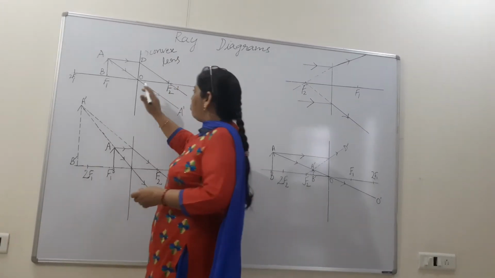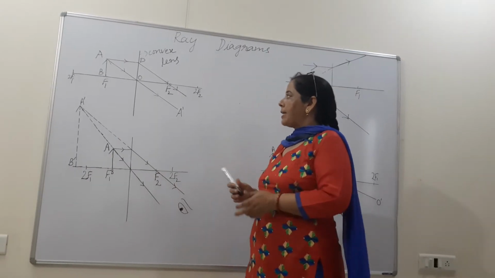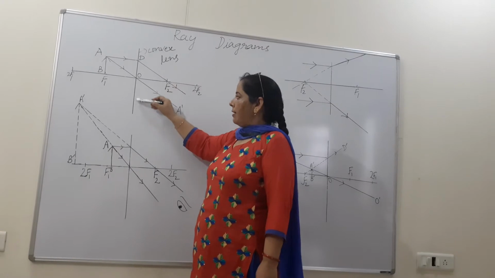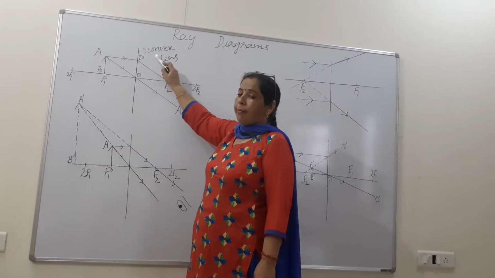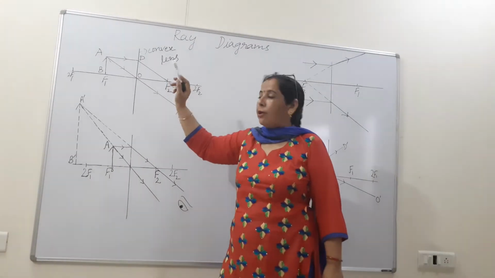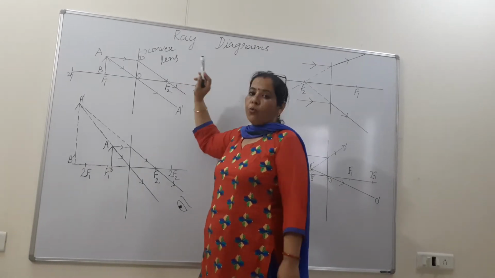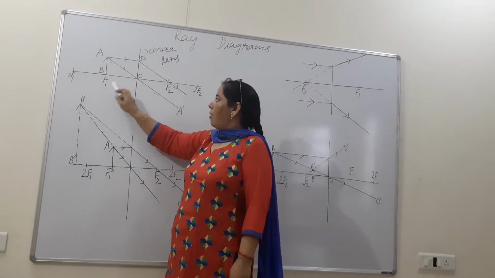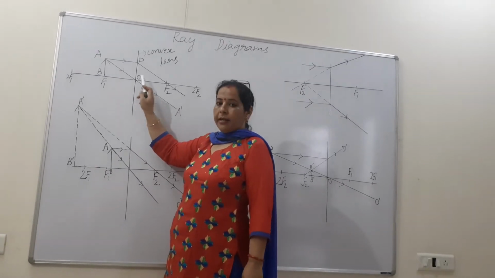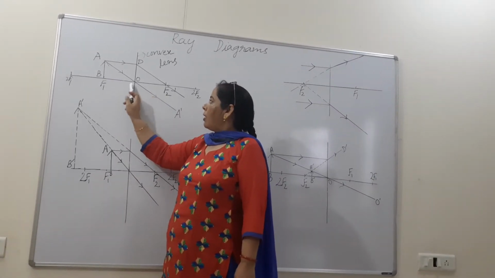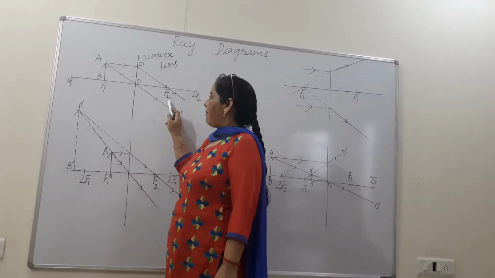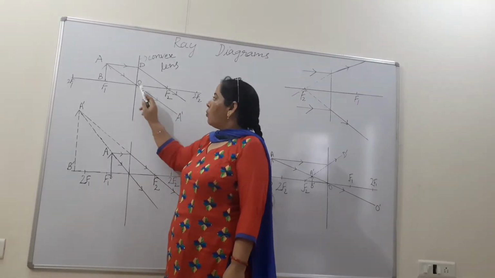Firstly, you have to follow the steps. First draw the principal axis, then at its center the convex lens, and labeling is a must. If in the paper you do not label the lens, you are not going to get any marks. Then after that, situate the optical center and mark it. On either side of the optical center, points F1 and F2 should be marked.